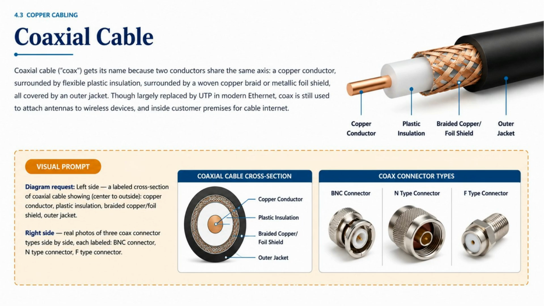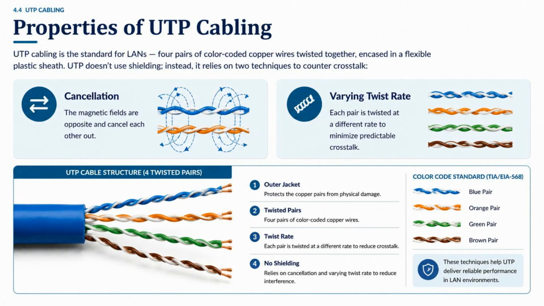Point out the 3 connector types on screen: BNC, N-type, F-type. UTP has no shielding at all. Instead, it counters crosstalk 2 ways: cancellation, where opposing magnetic fields between paired wires cancel out interference, and varying twist rates. Each color pair is twisted a different number of times per meter per TIA/EIA spec. The photo shows this. Notice the orange pair's looser twist compared to the blue pair.